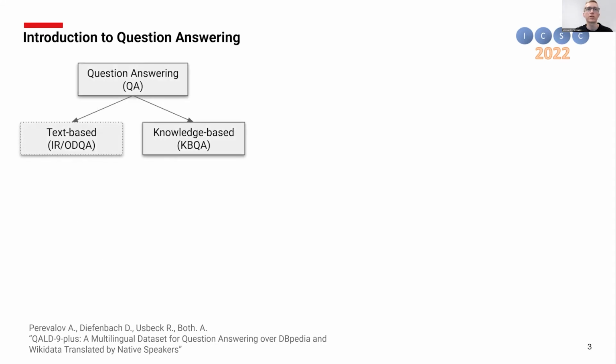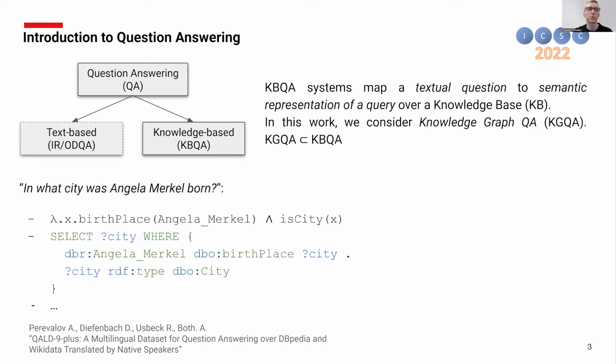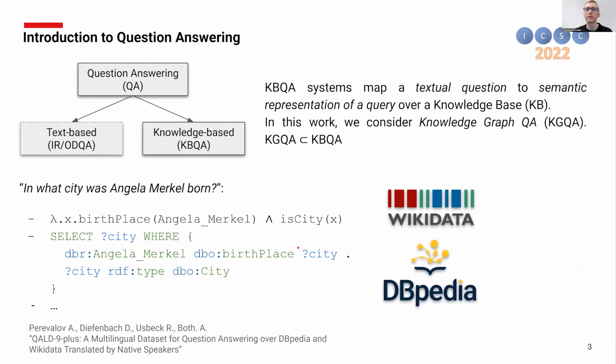So, modern question answering can be divided into two paradigms. The first is text-based question answering, which mainly works over unstructured textual documents, and the second one is knowledge-based question answering, which works with structured data. For example, SQL databases, document databases, or even knowledge graphs. In this case, we are dealing with knowledge graph question answering. Such systems map a textual question to a representation of a query over a knowledge base. For example, if we ask the question, in what city was Angela Merkel born, the corresponding query to the DBpedia knowledge graph will look like this. And here on the slide you can also see some famous knowledge graphs.